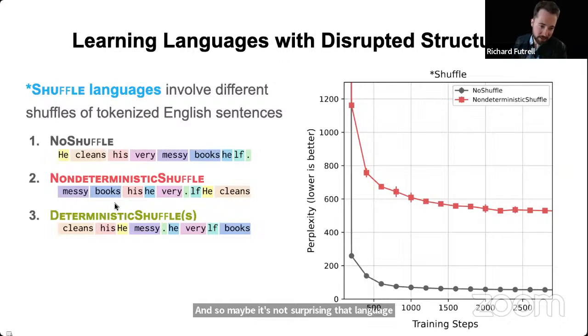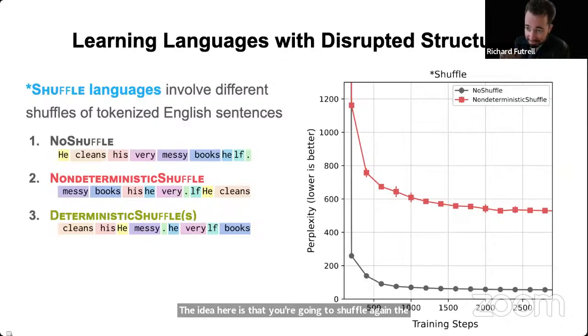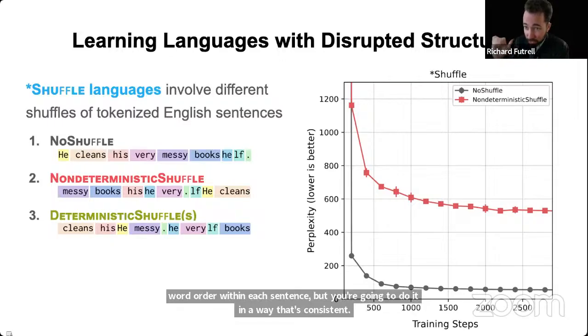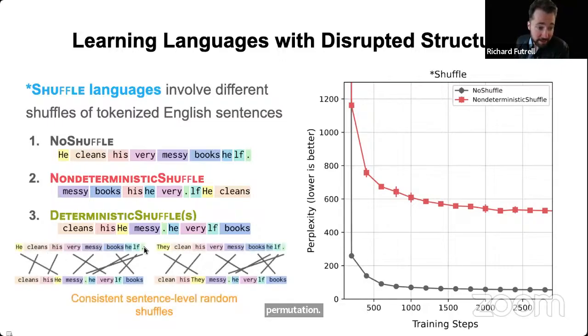So this next thing is called deterministic shuffle. The idea here is that you're going to shuffle again the word order within each sentence, but you're going to do it in a way that's consistent. So every time you shuffle the word order within each sentence, you're applying a fixed permutation. It's like this. You're taking 2 different sentences and you are applying some deterministic permutation. That permutation is random, but it's the same every time. The result of that is that you're not injecting randomness into the language. The language is no more random than it ever was.